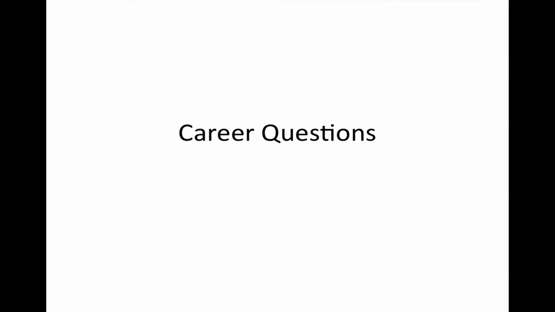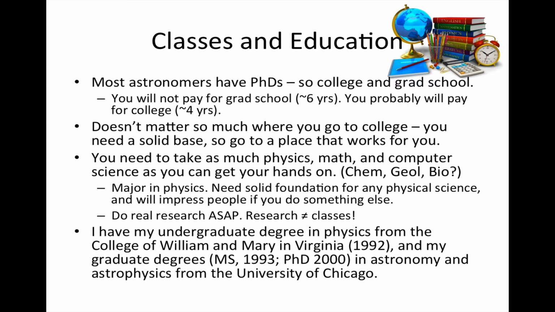All right, things about careers. Most astronomers have PhDs, so that means college and graduate school. You will not pay for graduate school, most likely, which should take 6 to 8 years, but you probably will pay for college, which should take you about 4 years. It doesn't matter so much specifically where you go to college. You do need a solid base, a solid understanding. So you need to go to a place that works for you.